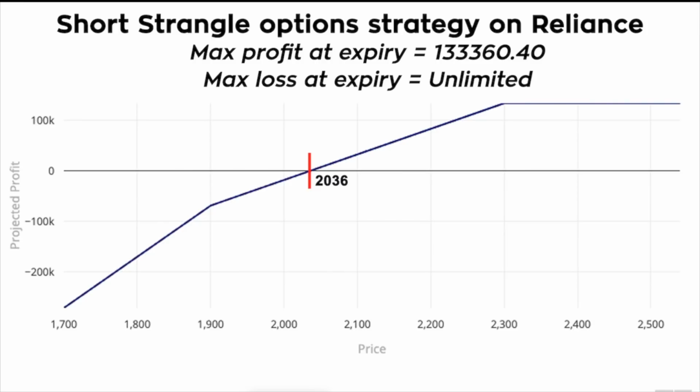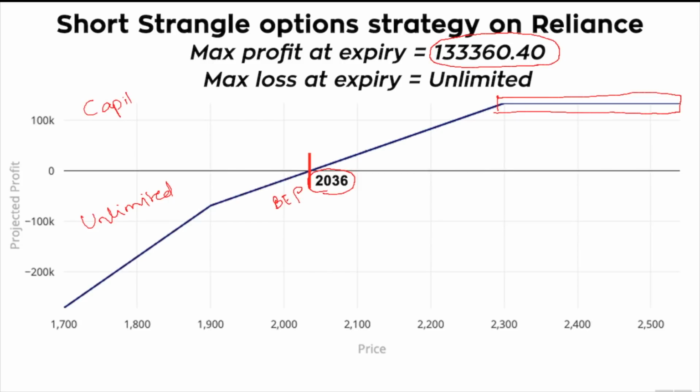Now let's look at the short strangle option strategy payoff graph on Reliance. From the payoff graph, it is evident that the profit is capped at rupees 1,33,360.4 for all prices above 2300. The maximum loss at expiry is potentially unlimited, although the odds of the stock price of Reliance going to zero are very low. The break-even point is at 2036. The total capital employed for this strategy is about rupees 11 lakhs.